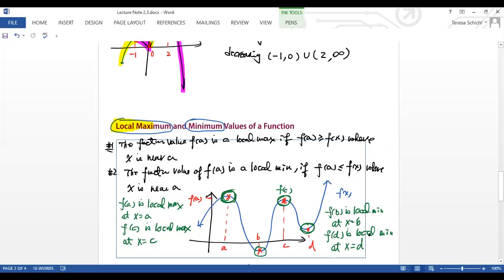Cool? Okay, so basically the local max and the local min are your turning points. You start increasing, and after you hit the top, you start decreasing. Boom, when you hit the bottom, you're going up again. So the local max and the local min are the turning points of your function.